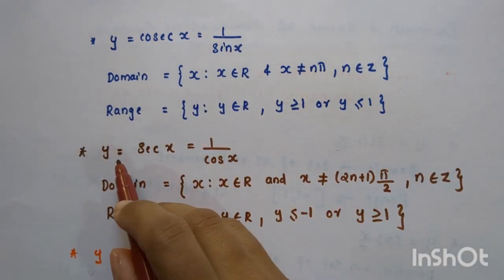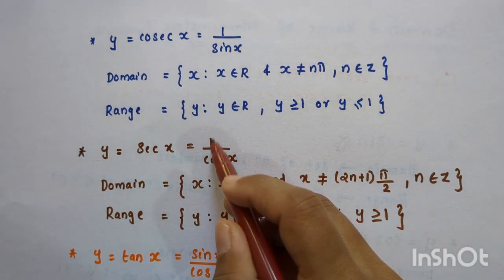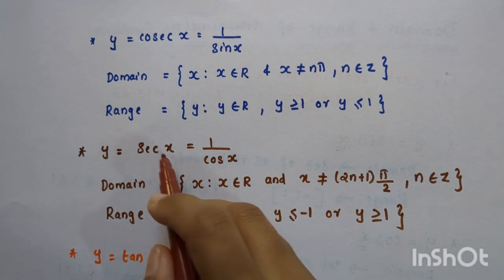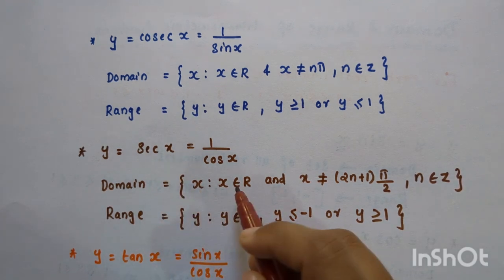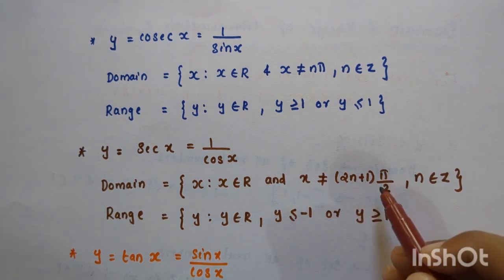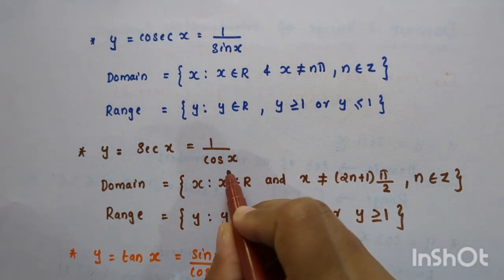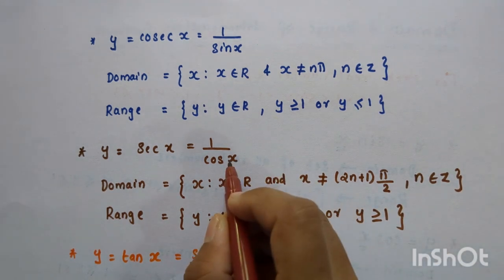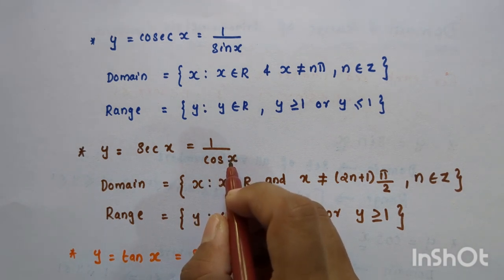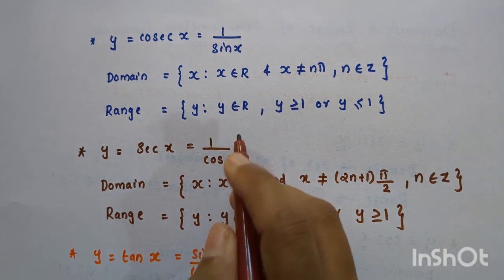Now, let us consider the other trigonometric function y is equal to sec x. Sec x is the reciprocal of cos x, so 1 by cos x. You see, the domain of this function sec x is the set of all values of x such that x belongs to the real number set and x not equal to (2n plus 1) into pi by 2, where n belongs to the set of integers. Here x should not be equal to (2n plus 1) pi by 2, because when x is (2n plus 1) pi by 2, cos of (2n plus 1) pi by 2 is 0. So the denominator becomes 0, and 1 by 0 is not defined.